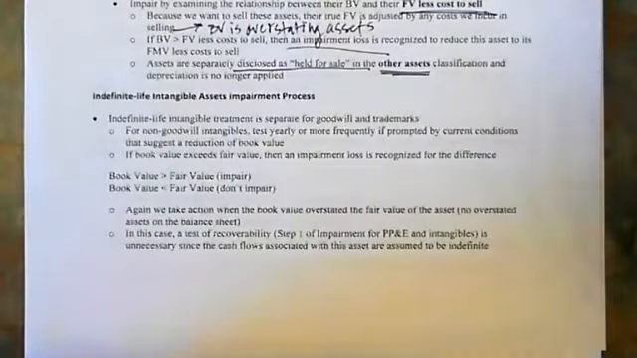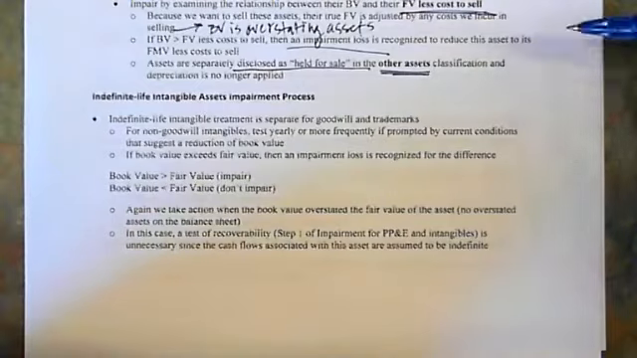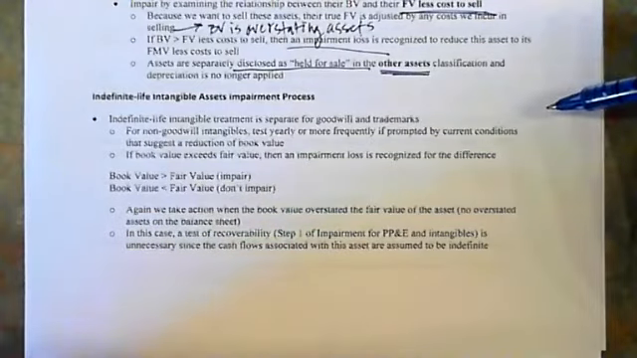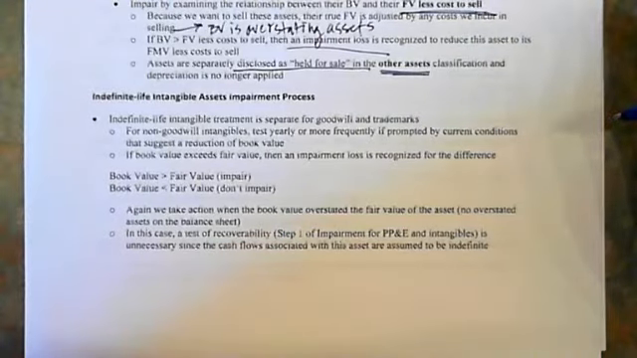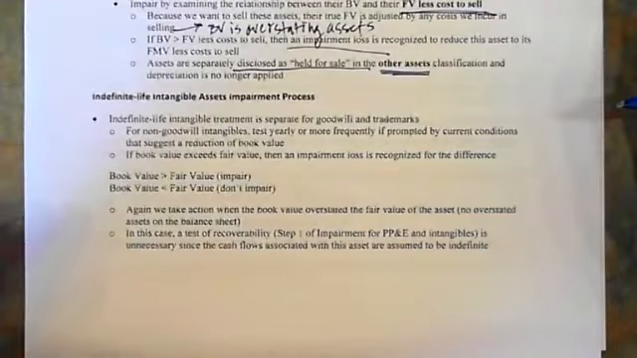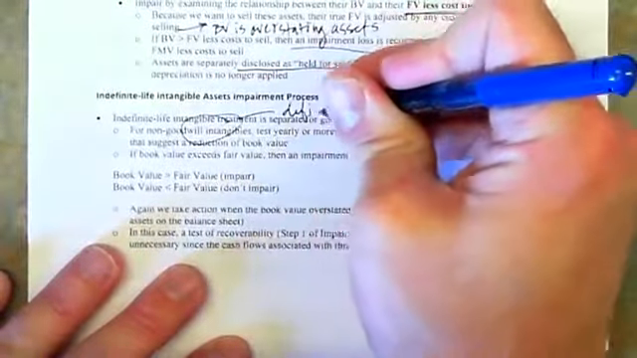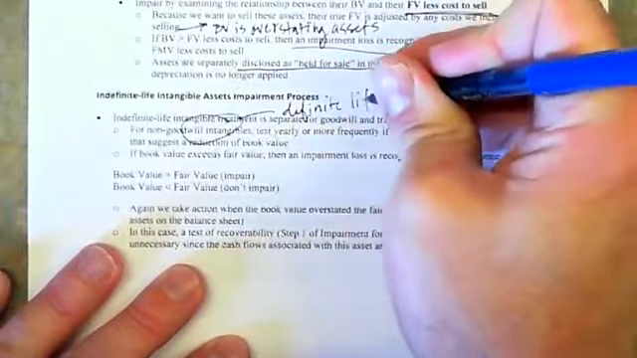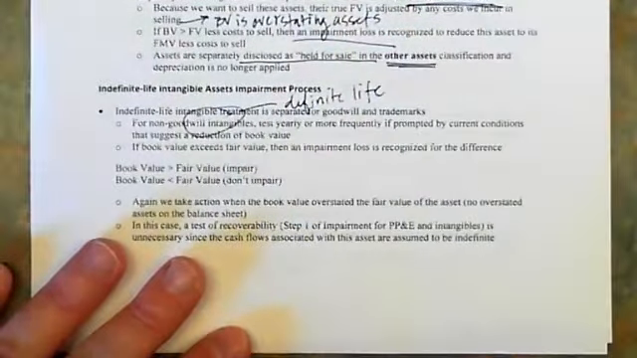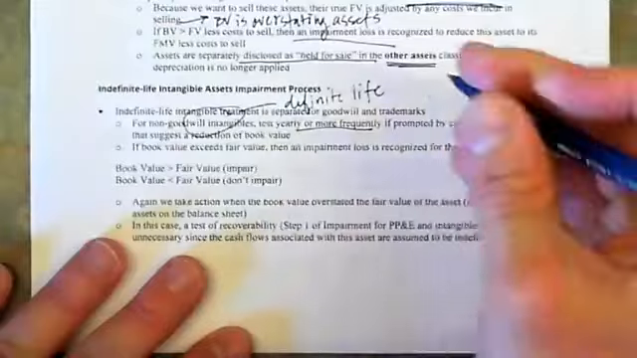Okay, so now we're going to talk about indefinite life intangibles and definite life intangibles. Indefinite life intangibles are different because they don't have a fixed life. We will be selectively impairing those items. For non-goodwill intangibles, those that are definite life, you test those yearly or more frequently, just like PP&E.